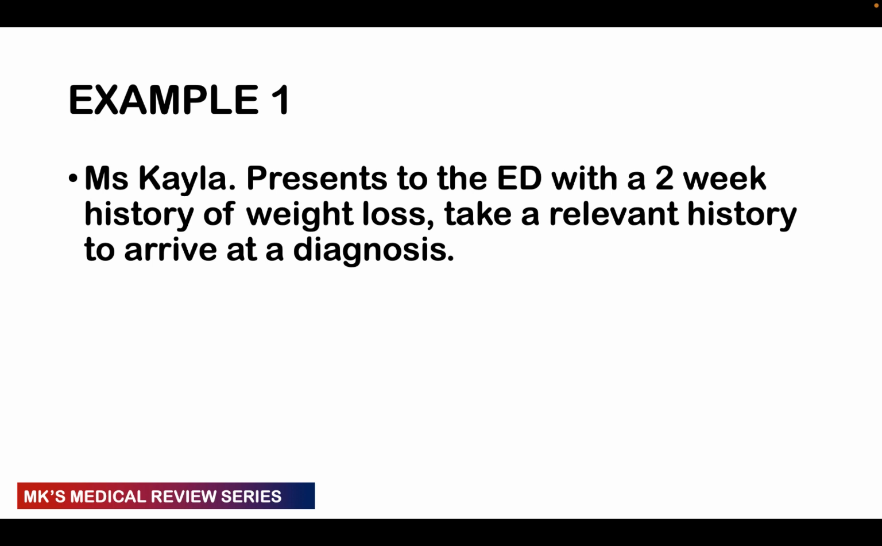Miss Kayla presents to the emergency department with a 2-week history of weight loss. Take a relevant history to arrive at a diagnosis. Keep in mind that this is a woman that has come in with 2 weeks of weight loss. So it could mean a possibility of many things. It could be, for example, hypothyroidism. It could be diabetes. It could be that this patient actually has TB. So many things. Here's an example of how someone would take a history in this particular patient.